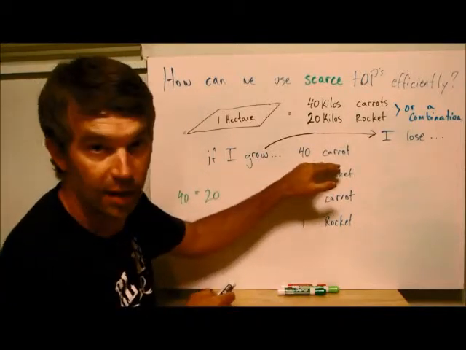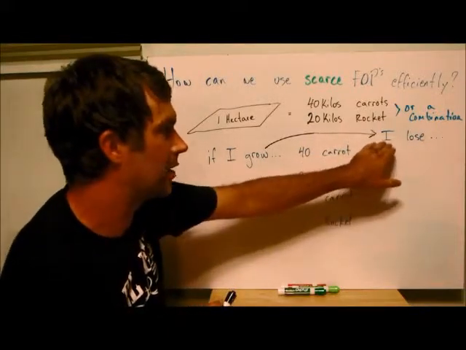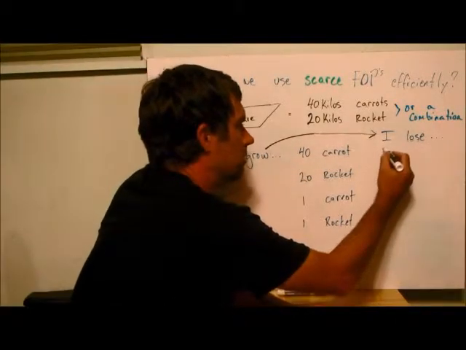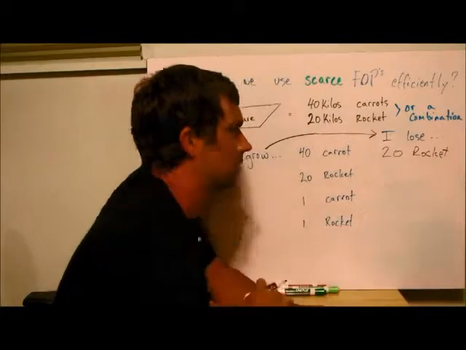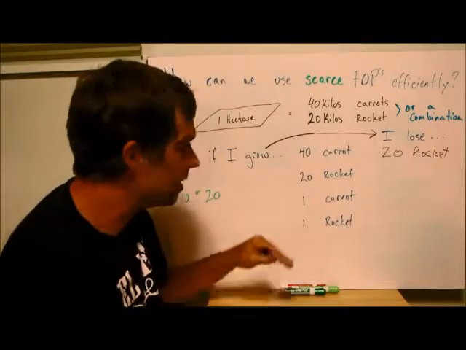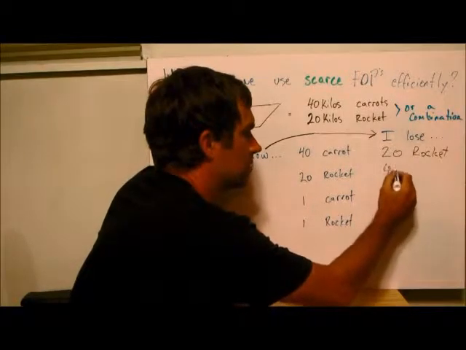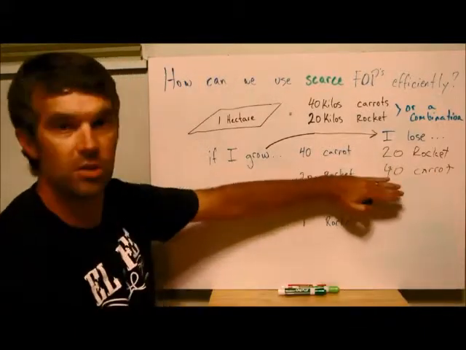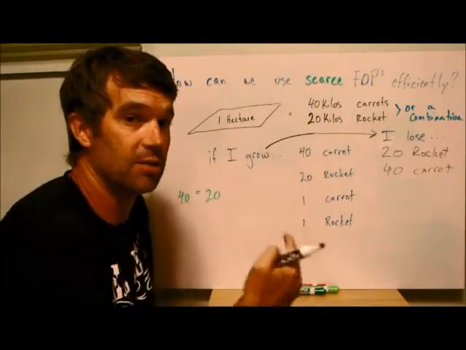So if I grow 40 carrots, we'll say carrots instead of kilos of carrots, just because it's easier. If I grow 40 carrots, I lose what? Okay, I lose 20 rocket. If I choose, and again, trade-off is about a choice, if I choose instead to grow 20 rocket, well then again I lose 40 carrots. This is useful. This gives us a bit of a conversation to have. If I do the one thing, I lose the ability to do the other.